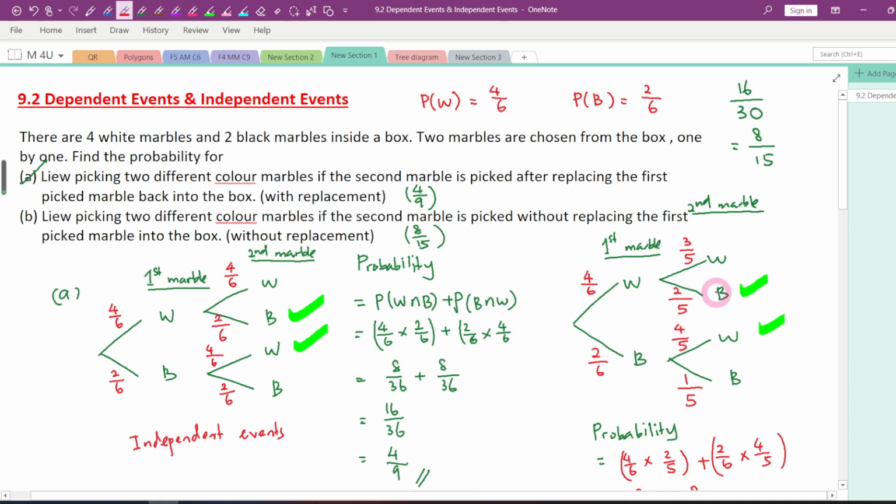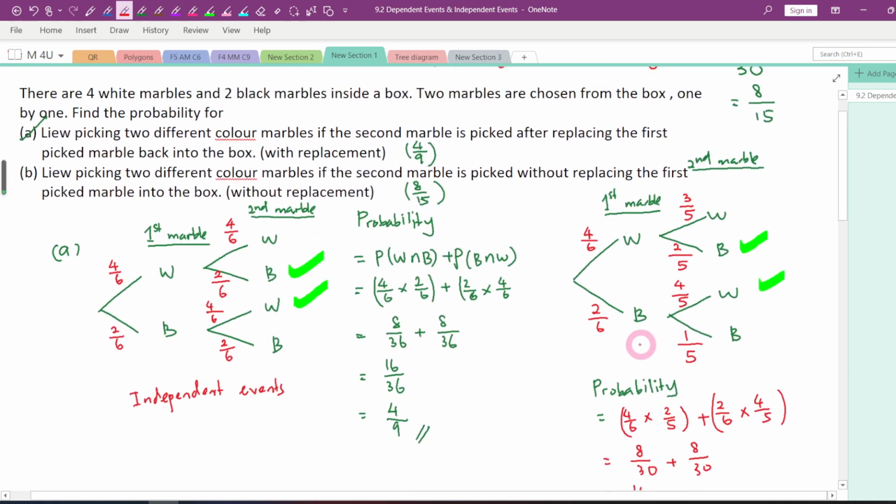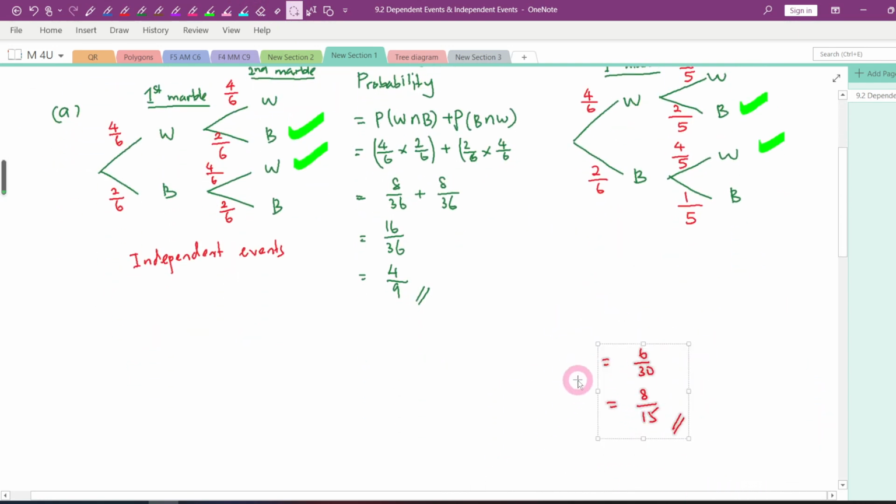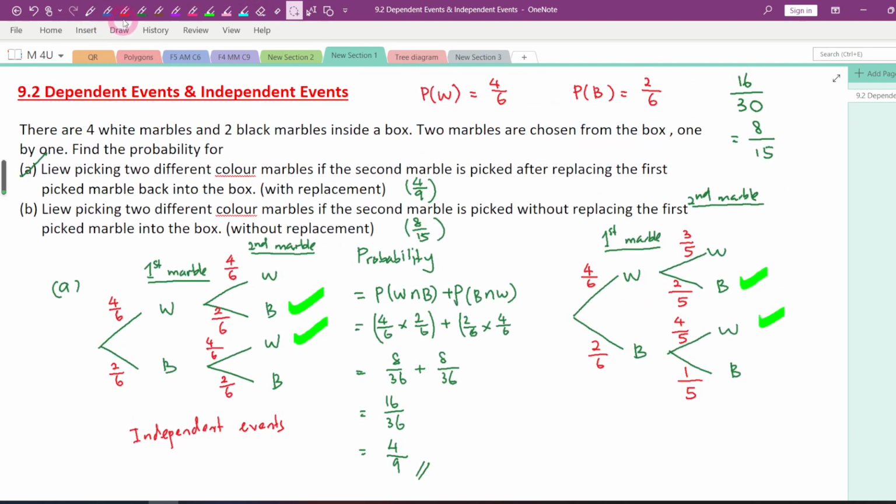Same thing happened for picking a black marble. This is 2 over 6. This is 2 over 5. And this is 1 over 5. Why? Because it is affected by the color of the marble that you first pick. So in this situation, we call this combined event a dependent event. Let me write over here. For this, without replacement, this is dependent event.